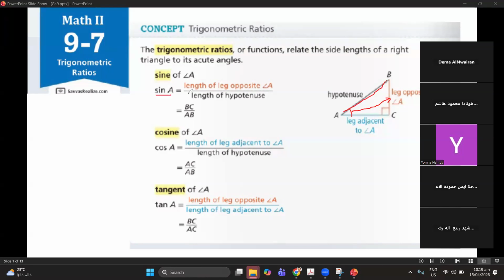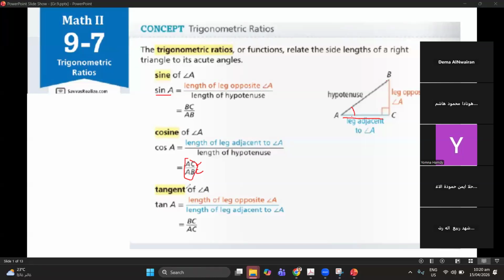Now, the second one here, we have cosine of A. How can I find the cosine here? Cosine A is adjacent over the hypotenuse. Which side is the adjacent for angle A? It is AC over AB, which is the hypotenuse. So to find cosine of A, it's AC over AB.